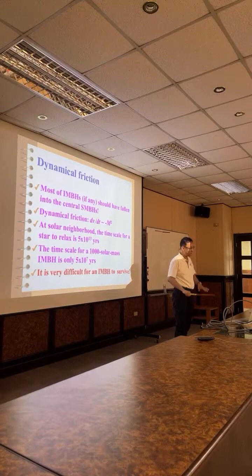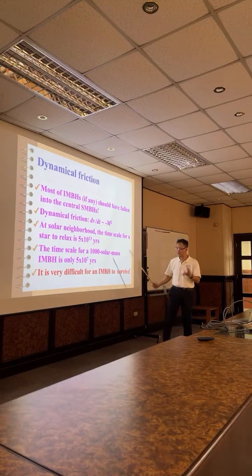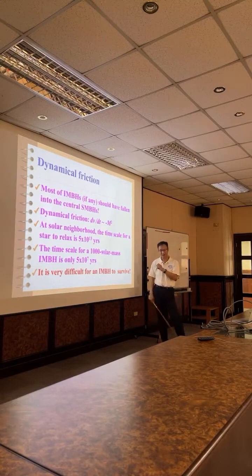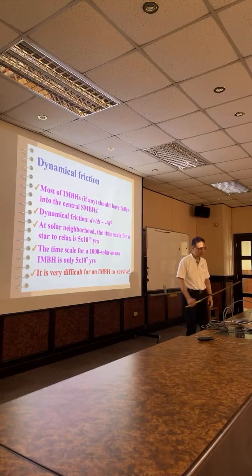But the point is, if the density is very, very low, right? Then you probably don't have any interaction. What I'm talking about here is if you have some intermediate mass black hole in the wrong galaxy, then you go into the central region very quickly.